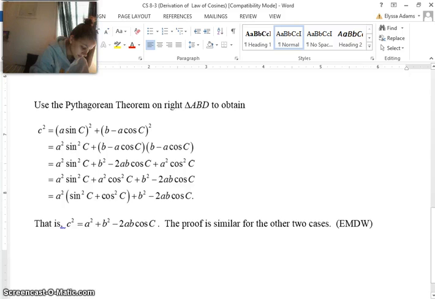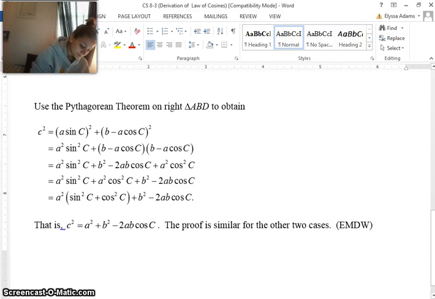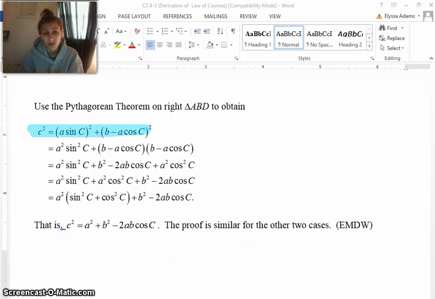Scroll down. There we go. All right, so this is just using the Pythagorean theorem. But really, we can totally simplify this because it's just squaring stuff. So when you square this first piece, a sine c, well, that's just a squared sine squared c.